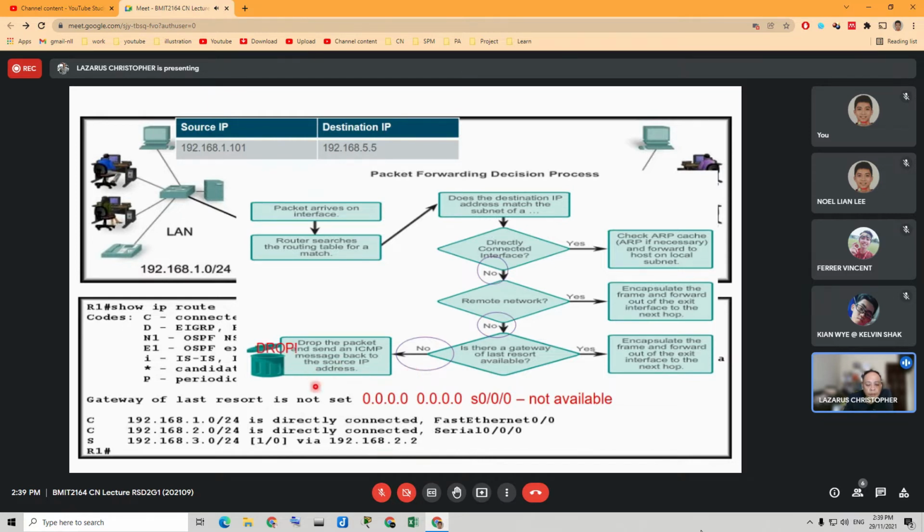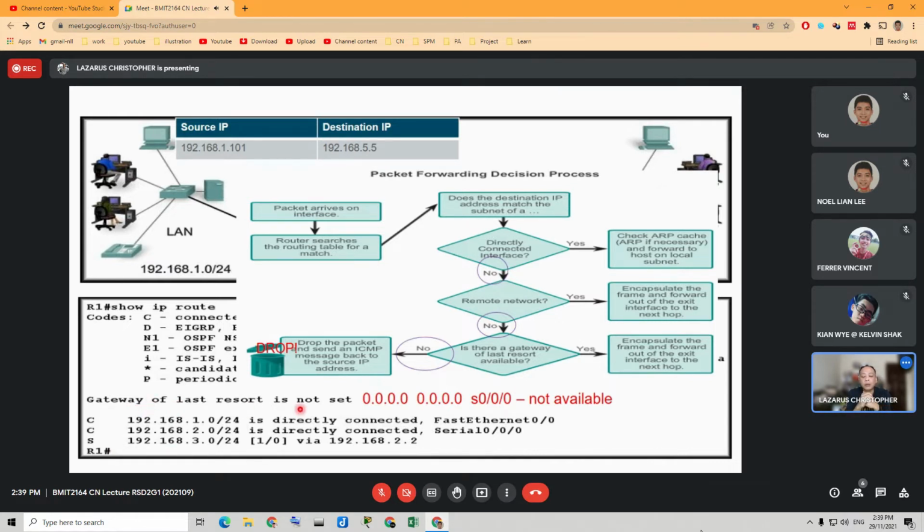Yeah, drop the packet, and that means it cannot be forwarded. The router cannot forward it because that's the way it was configured. In this case, all the logic from the flow chart is followed, but you as the administrator have set it, especially with this static route, and you decided not to put a last resort.